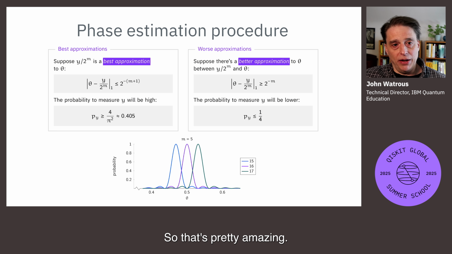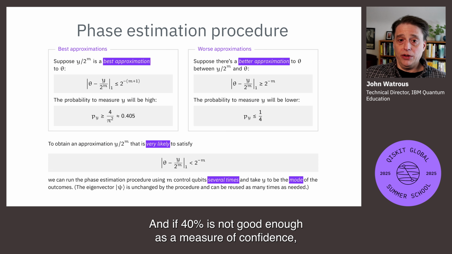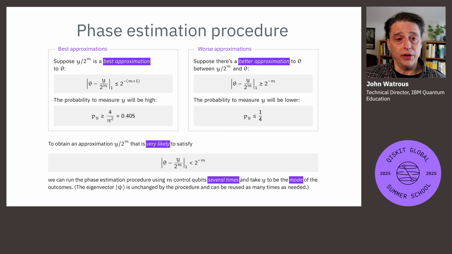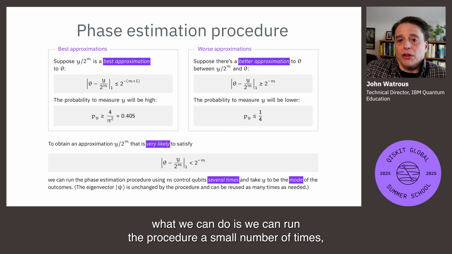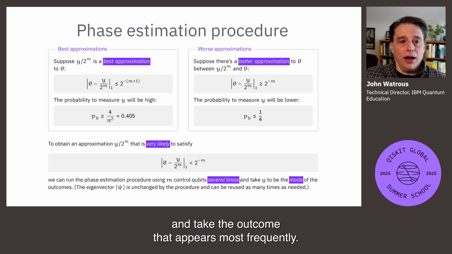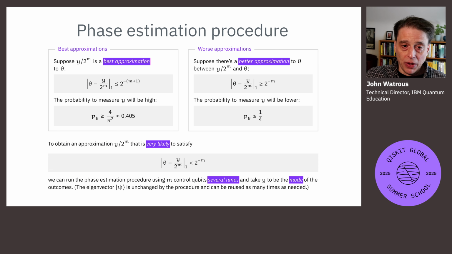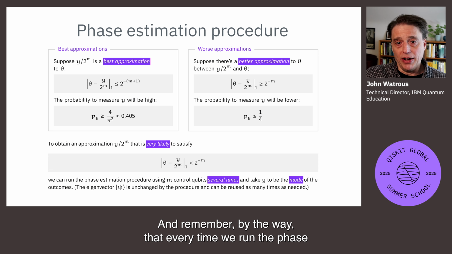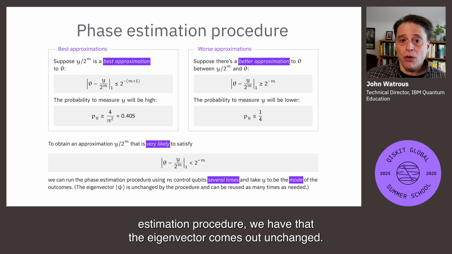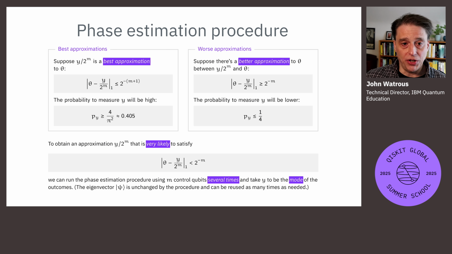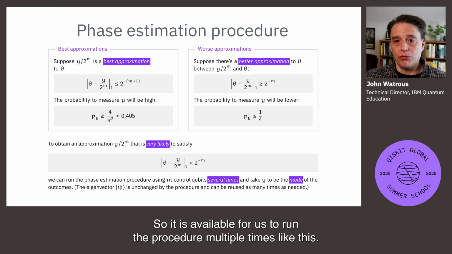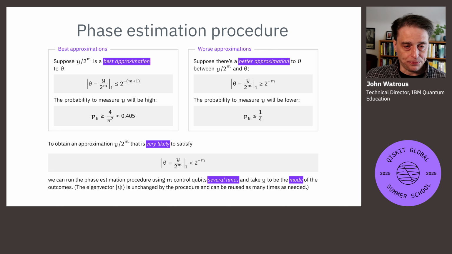So that's pretty amazing. And if 40% is not good enough as a measure of confidence, what we can do is run the procedure a small number of times and take the outcome that appears most frequently. And if we do that, we'll be extremely likely to end up with a very good approximation to theta. And remember, by the way, that every time we run the phase estimation procedure, the eigenvector comes out unchanged. So it is available for us to run the procedure multiple times like this.